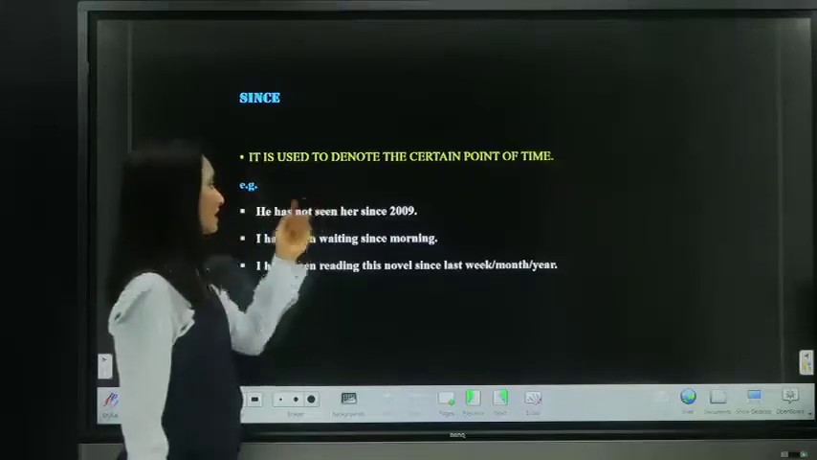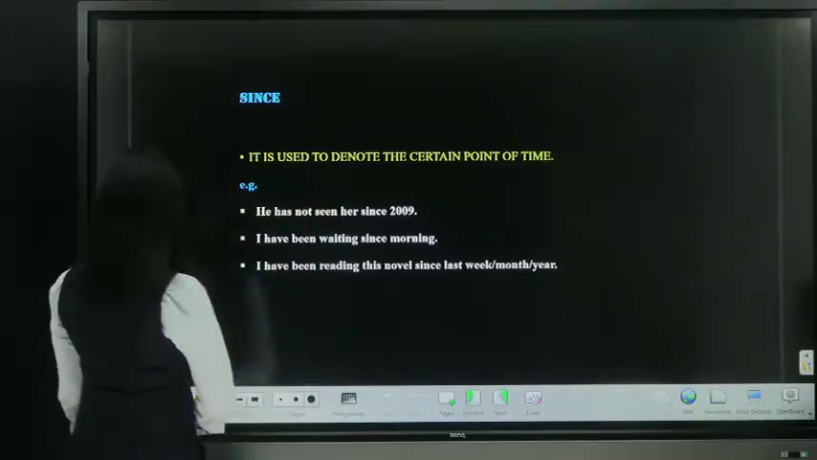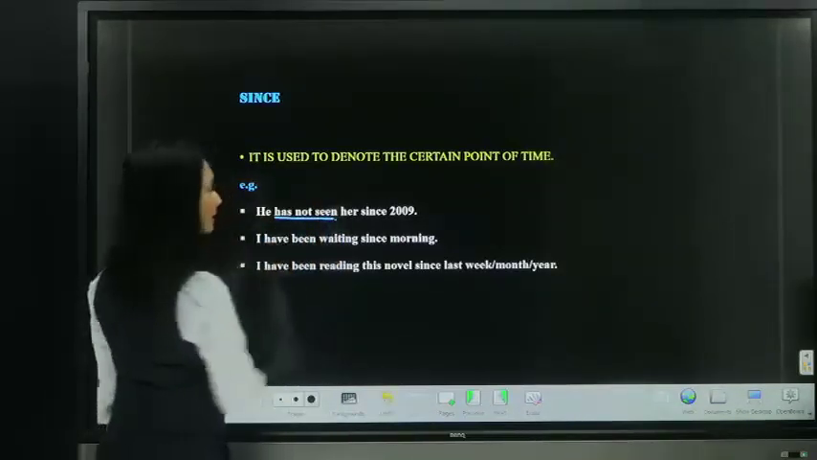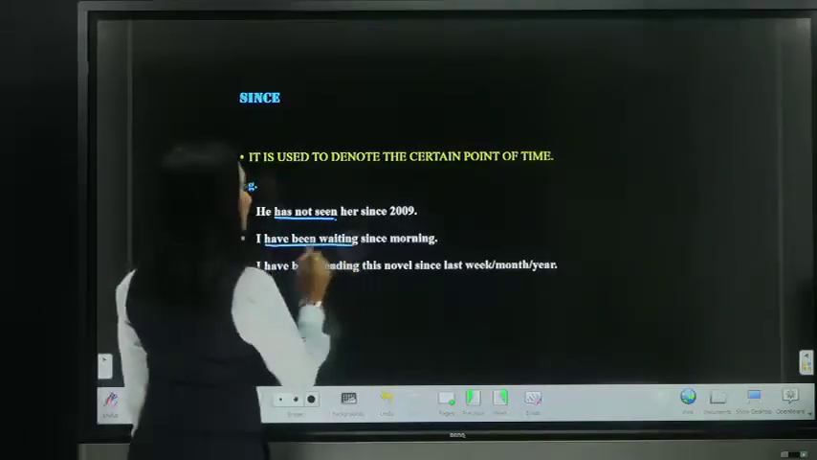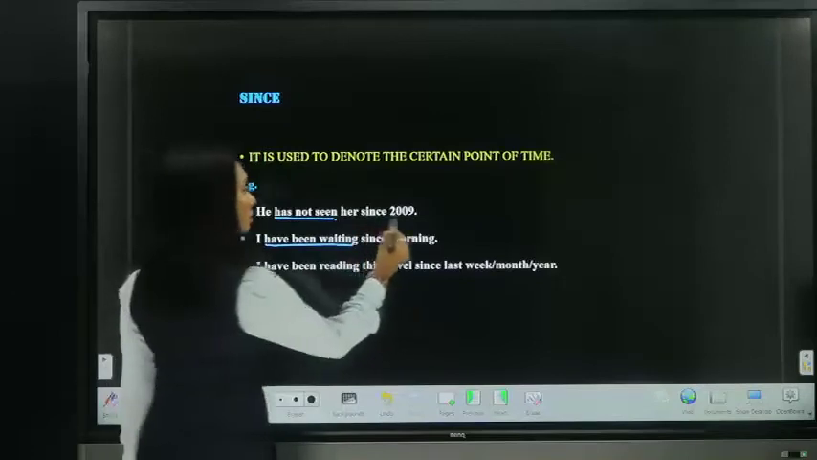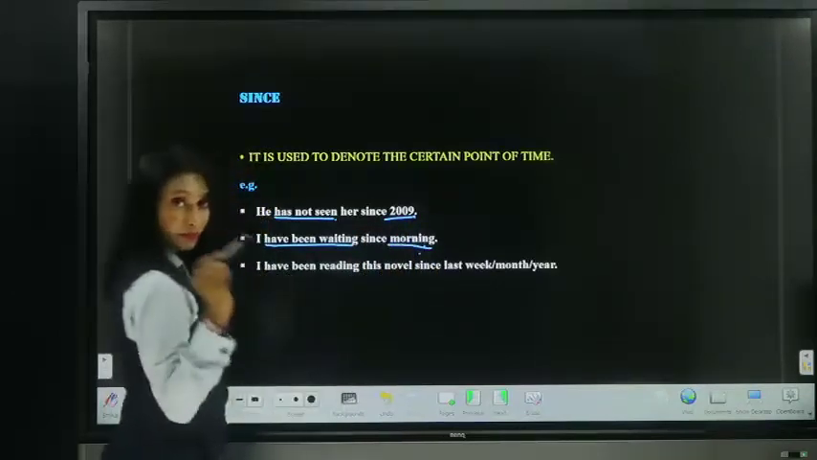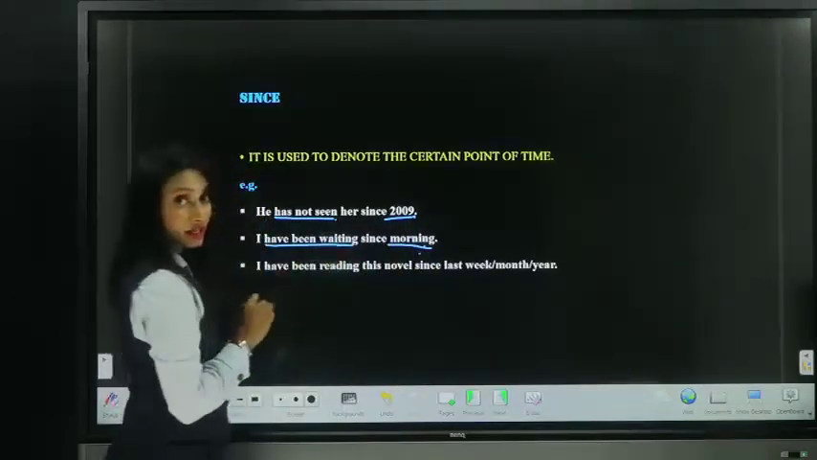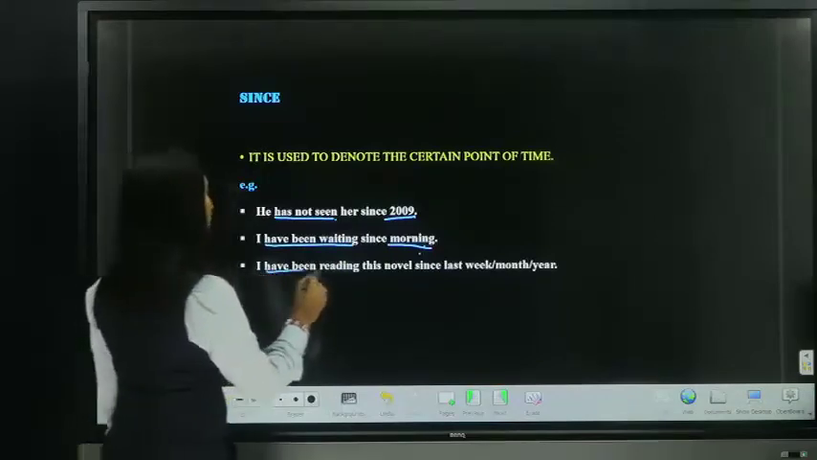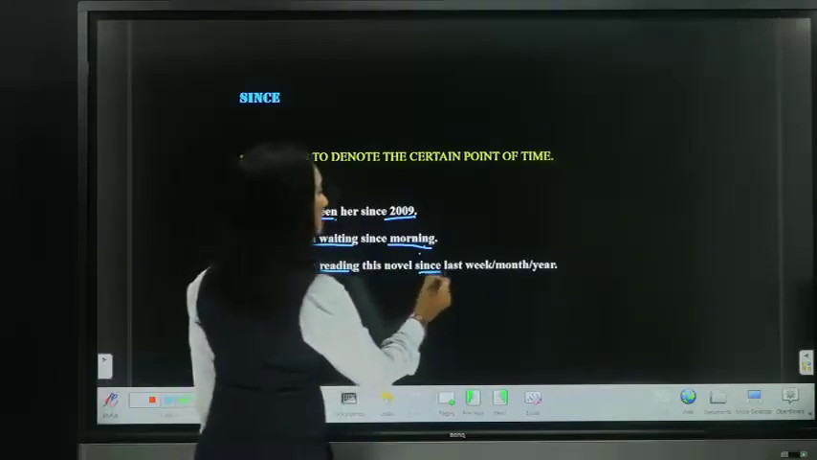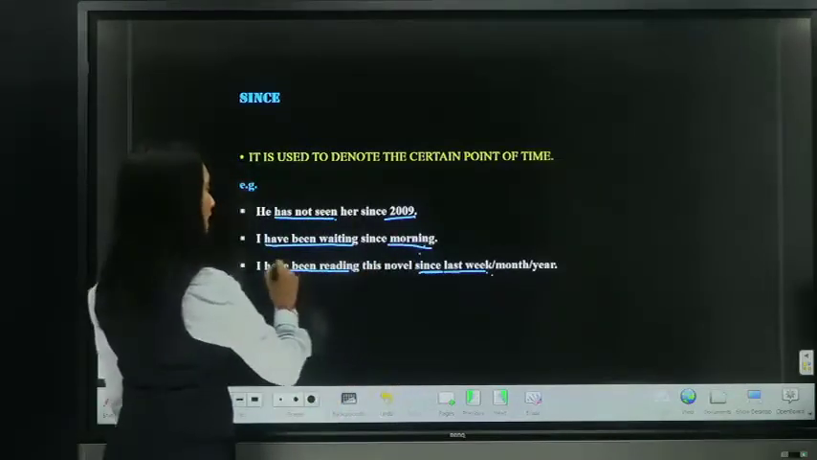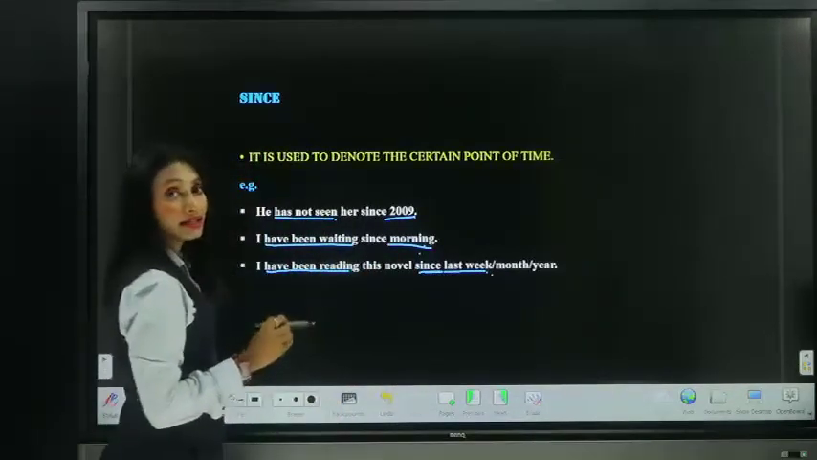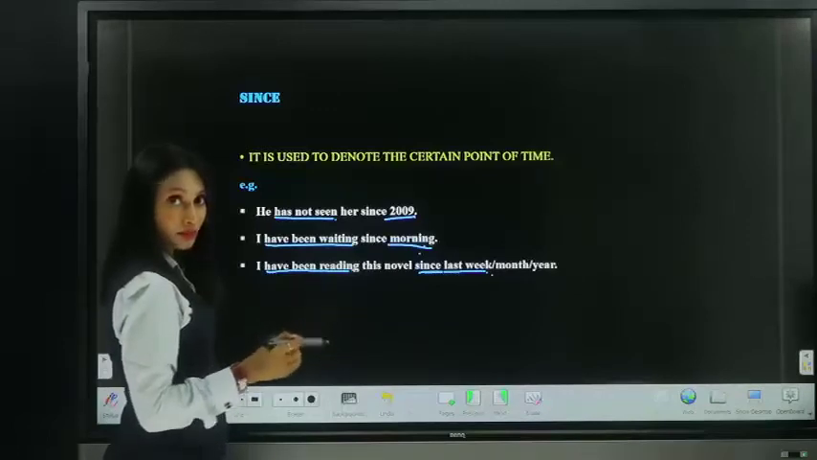He has not seen her since 2009. Has not seen: has plus V3, present perfect. I have been waiting since morning. So, since morning, a point of time, have been waiting. Present perfect continuous. I have been reading this novel since last week or last month or last year. So with a point of time, have been reading is the present perfect continuous tense.